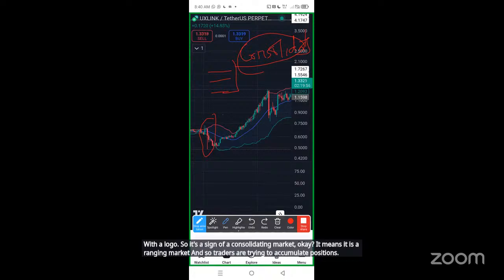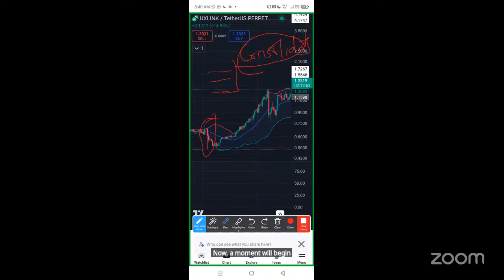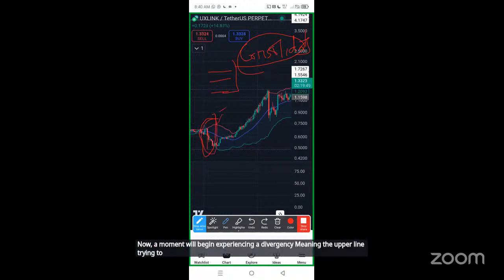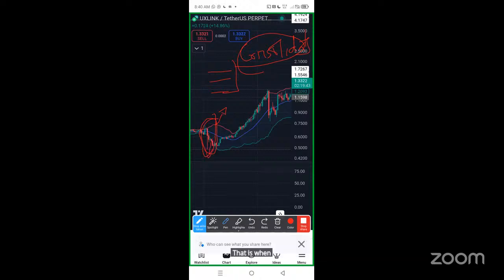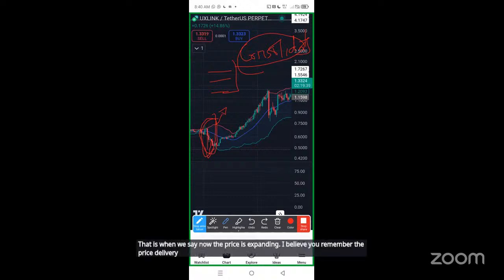Now, the moment we begin experiencing a divergence, meaning the upper line trying to deviate away from the middle line and the lower line also trying to deviate away from the middle line, that is when we say now the price is expanding. I believe you remember the price delivery algorithm. The price is now expanding. It has to expand before it retraces. Then finally there will be a reversal.